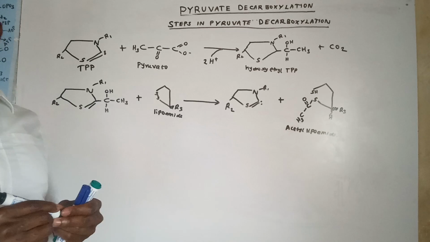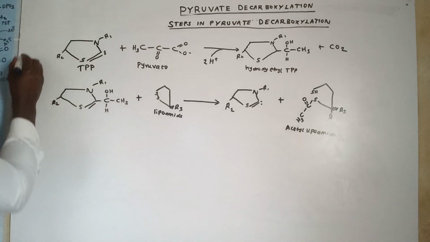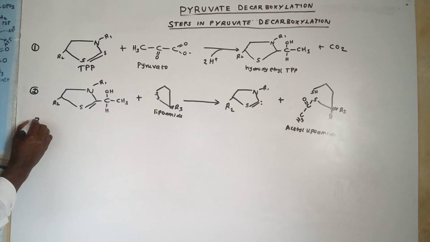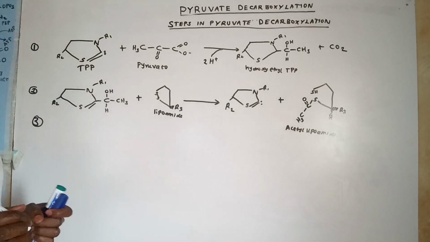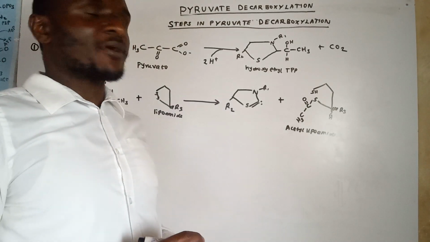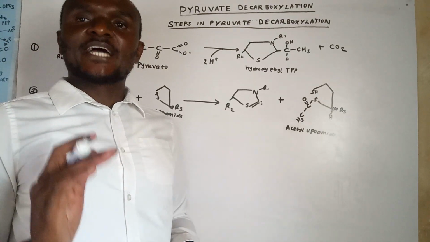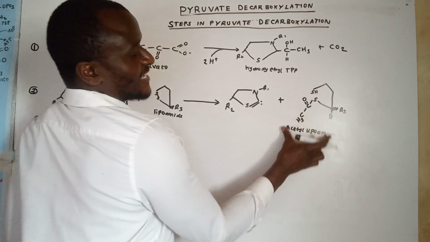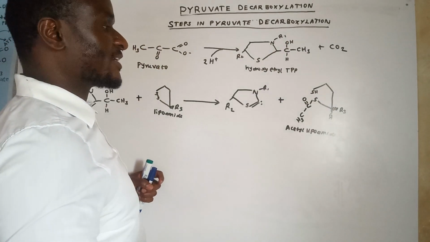The next step is formation of acetyl-CoA. So this is our step number 1, step number 2. We go to step number 3, formation of acetyl-CoA. So dihydrolipoyl transacetylase then transfers the activated acetyl group from lipoamide onto coenzyme A. So dihydrolipoyl transacetylase's role is to transfer this acetyl group onto coenzyme A to form acetyl-CoA.